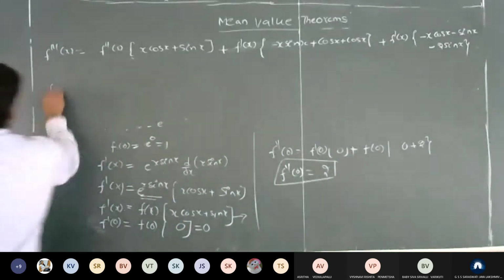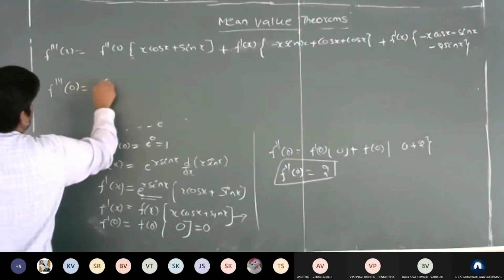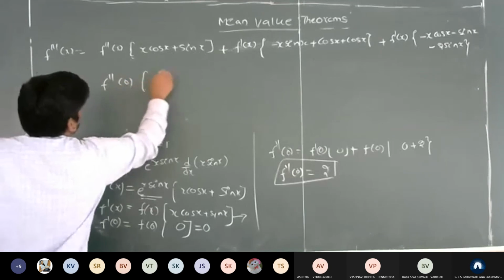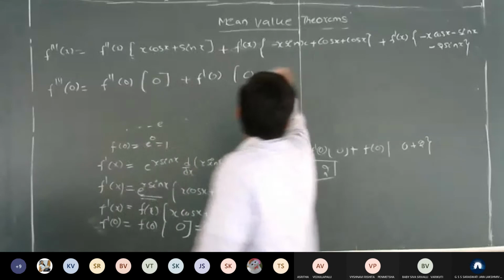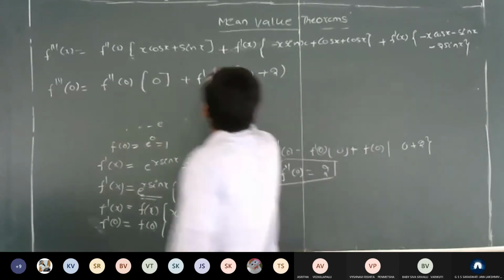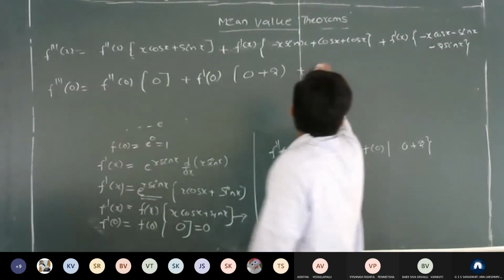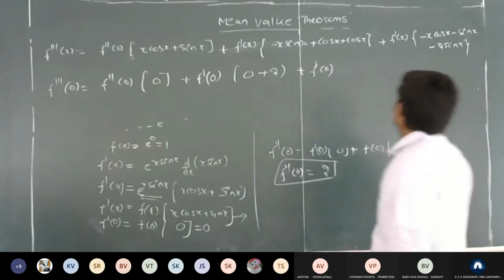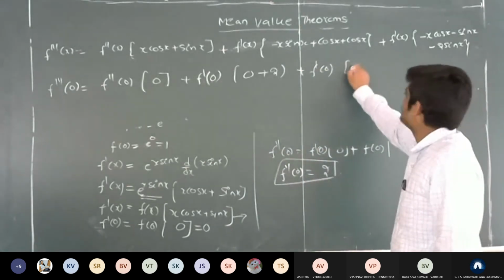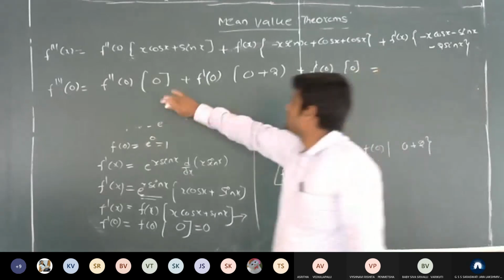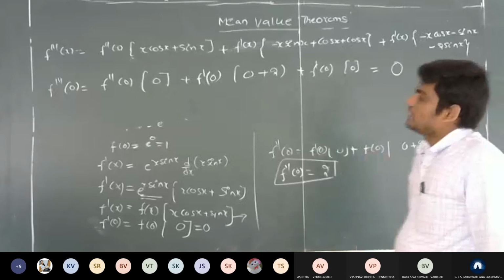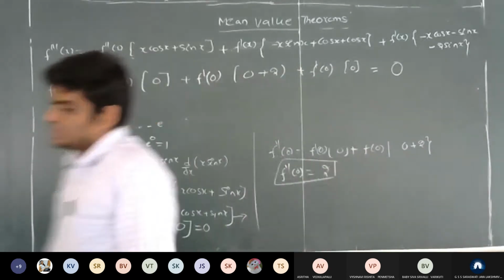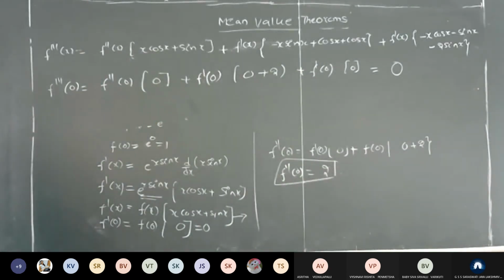So now calculate the f triple dash of 0. So that is f triple dash of 0 is equal to f double dash of 0 into 0. So this is 0 plus f dash of 0, right, into 0 plus 2. Next plus f dash of 0 into 0. So that is equal to, this is 0. What is f dash of 0? That is also 0. Totally f triple dash of 0 is 0. So is it correct?